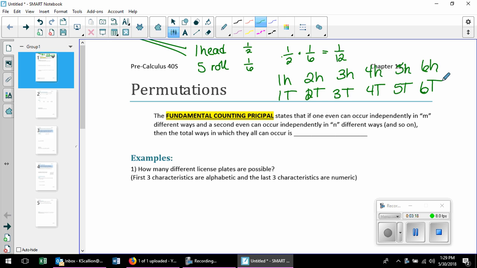Now, permutations, I don't know. I'm going to stop talking. I'm going to keep doing that.